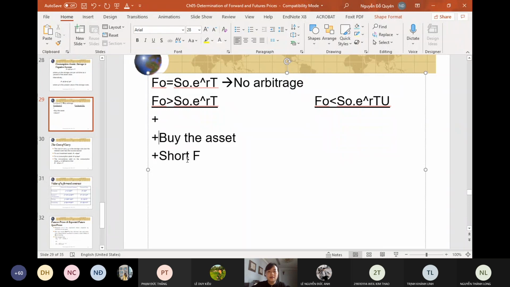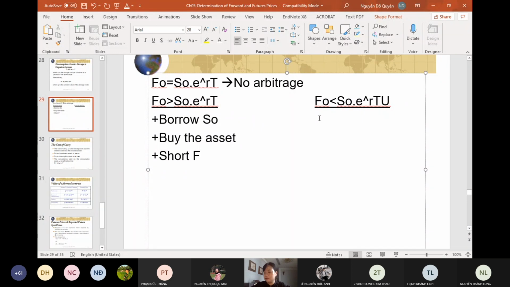In order to buy the asset, we borrow, right? We borrow S0 to buy the assets, and we short forward. Because basically over here, if F0 is more than S0 e to the power of RT, then it is favorable. Then we buy low and sell high, so we sell F, right?